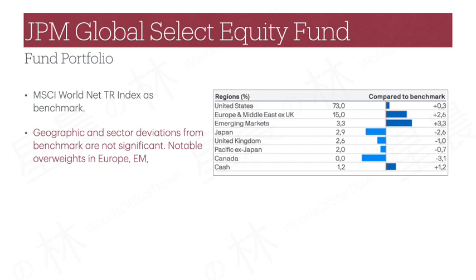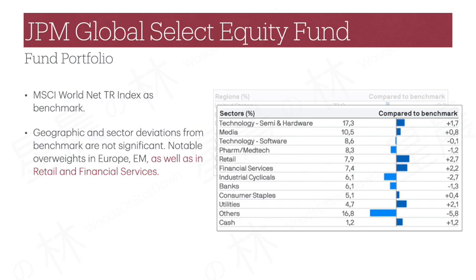This suggests more opportunities available in the overweight regions, presumably due to these markets having moved up less than, say, Japan and US, and therefore are potentially more attractively valued. Sector-wise, the biggest overweights are in retail, financial services, and utilities, while the biggest underweights are in industrial cyclicals and pharma. Again, this reflects the views of the fund managers, and I think some adjustments have already been done to get in alignment with the results of the US elections.